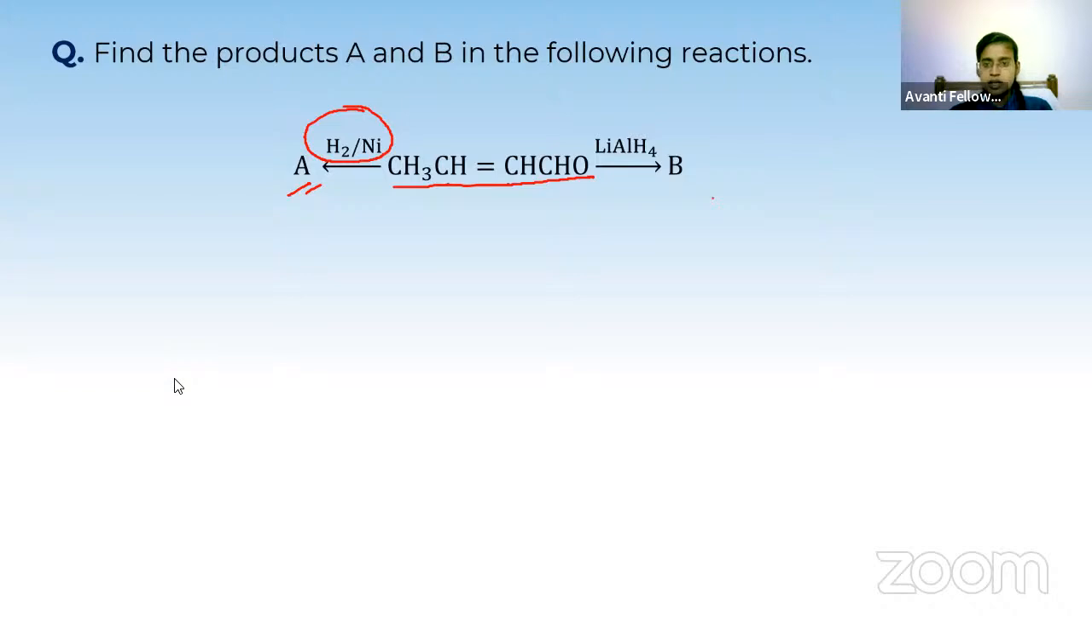Students, what about compound A? What is the name or what is the formula for compound A? It is very easy, no? We have a double bond and we have a CHO group. What is the nature of hydrogen and nickel? Can this reagent reduce the double bond and the aldehyde, or can it reduce only the aldehyde? What is the feature of hydrogen in presence of nickel? Will it reduce both or only one?